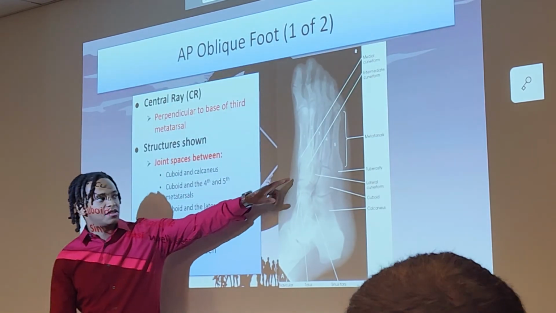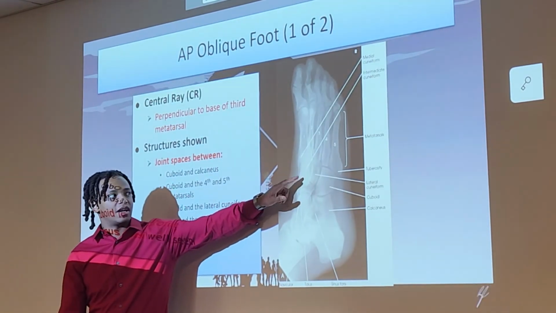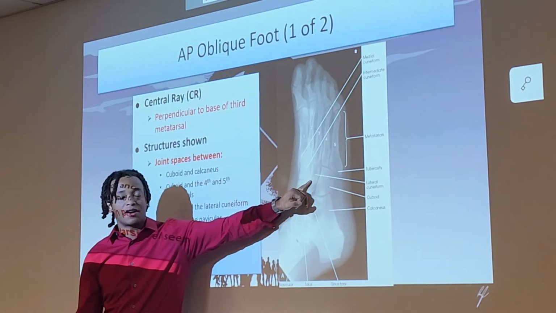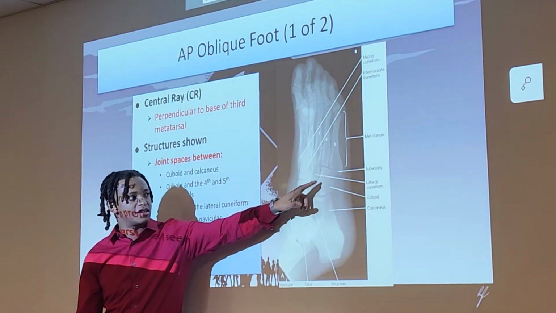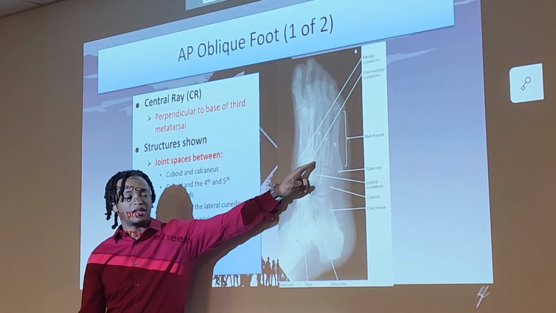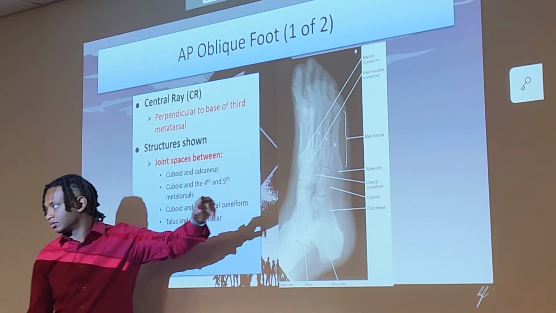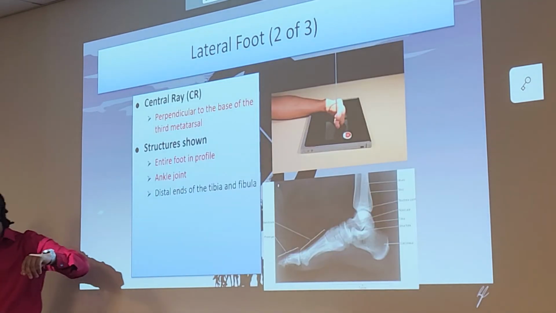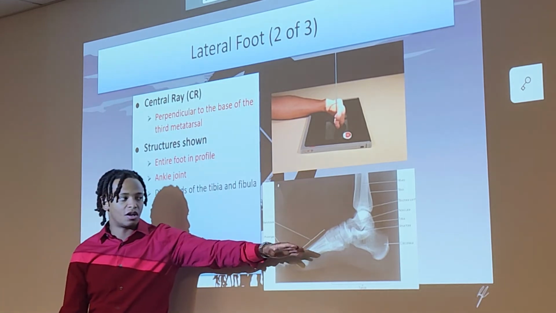So yeah, see how the superimposition, this is where the intermediate and the medial cuneiform are superimposed. And then when you go to the right, the most lateral cuneiform, you can kind of see the outline of it. That's why it's not considered superimposed. But when you go to the lateral, you can't see any of the joints. They're all superimposed.